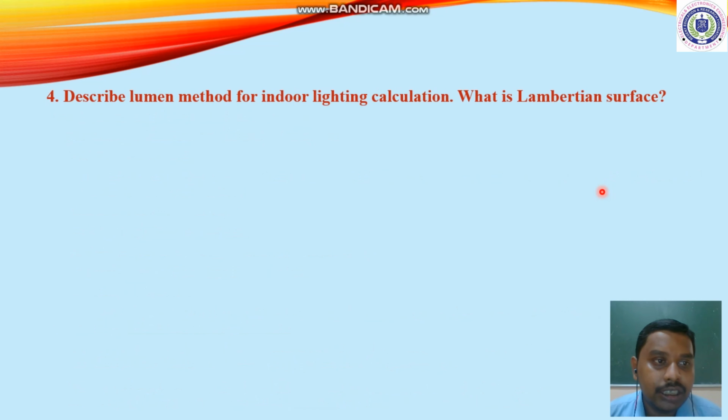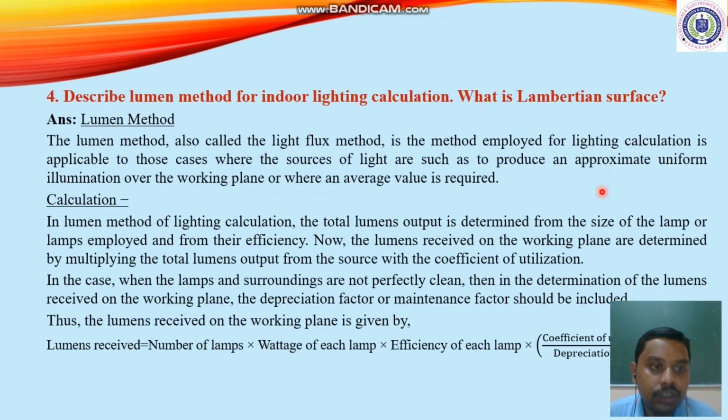The next question is to describe the Newman method for indoor lighting calculation, and another is what is a Lambertian surface. So first is the Newman method calculation. It is also known as the light flux method. In this method, we use coarse pieces for the light source to produce approximately uniform illumination over the working plane.